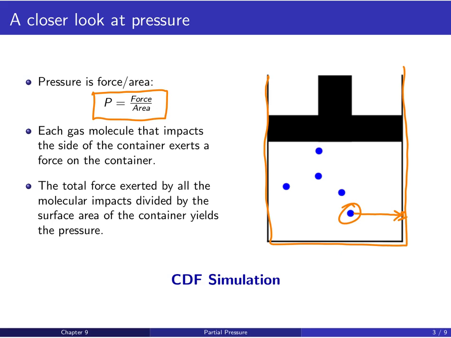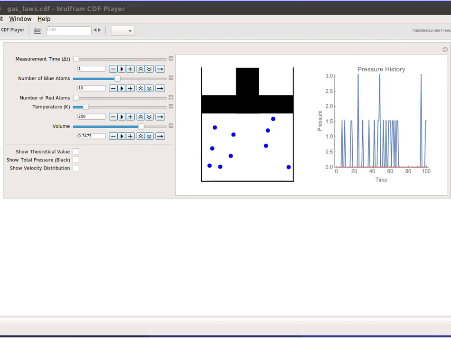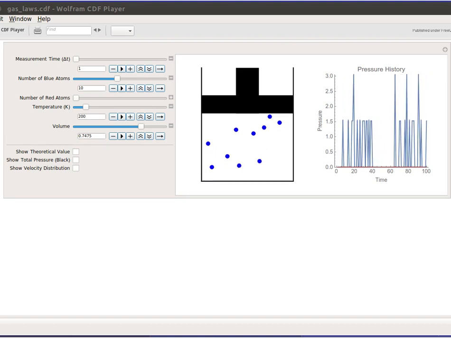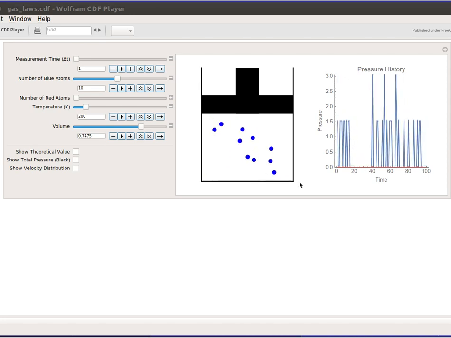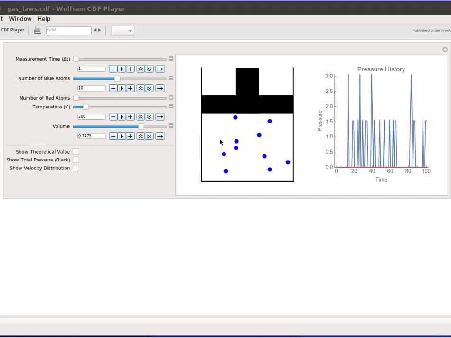When we take a pressure measurement of a collection of gas molecules, what we're really doing is looking at the total force exerted by all of those individual molecular impacts divided by the surface area of the container. With this model in mind, I'd like you to turn your attention to the simulation illustrated on the screen. It's a real-time simulation of a tiny microscopic piston chamber with gas molecules flying around inside.